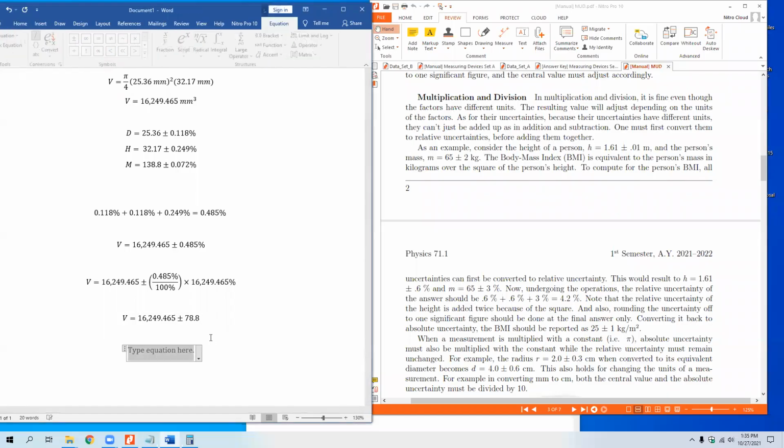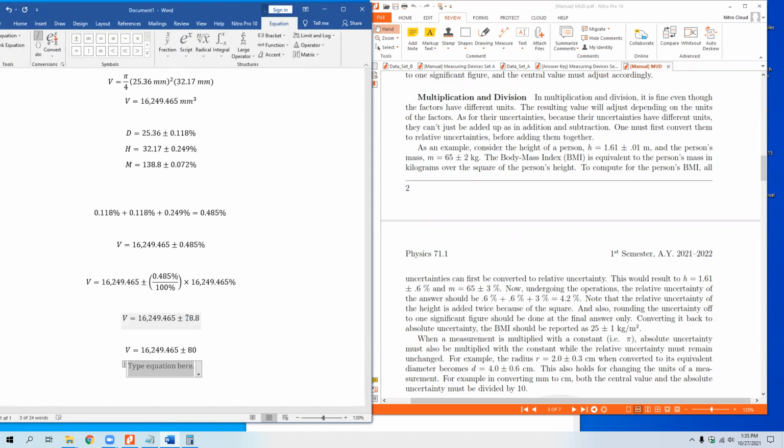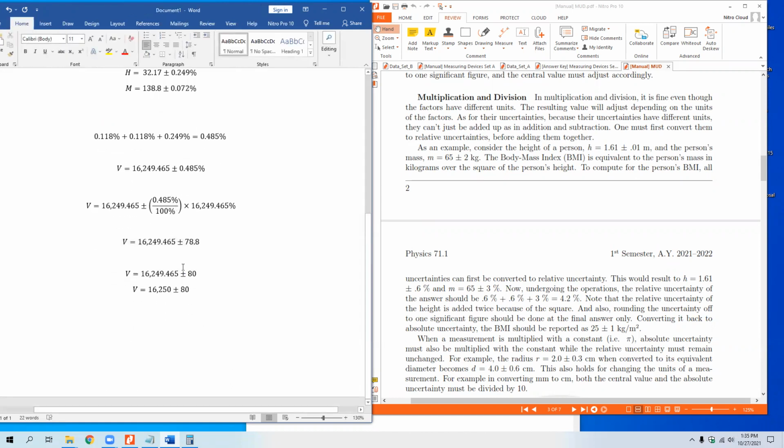Okay, now we again apply the rules of uncertainty. So we want only one significant figure for the uncertainty. We simply round this off to 80. So that's okay. And lastly, the central value should only have significant figures down to the tens place. So we simply round this off to get 16,250 plus minus 80.